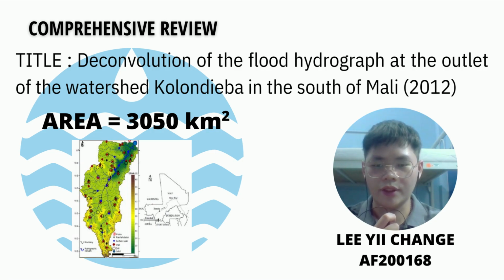A study about the deconvolution of the flood hydrograph at the outlet of the Kolondiba watershed in the south of Mali in 2012. In order to know the runoff process, the deconvolution was made at the outlet of the watershed, which is about 3,050 km square.